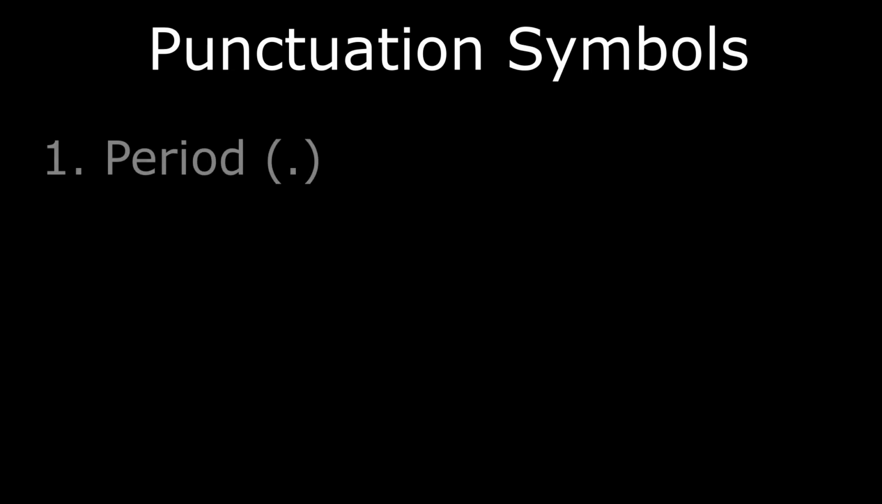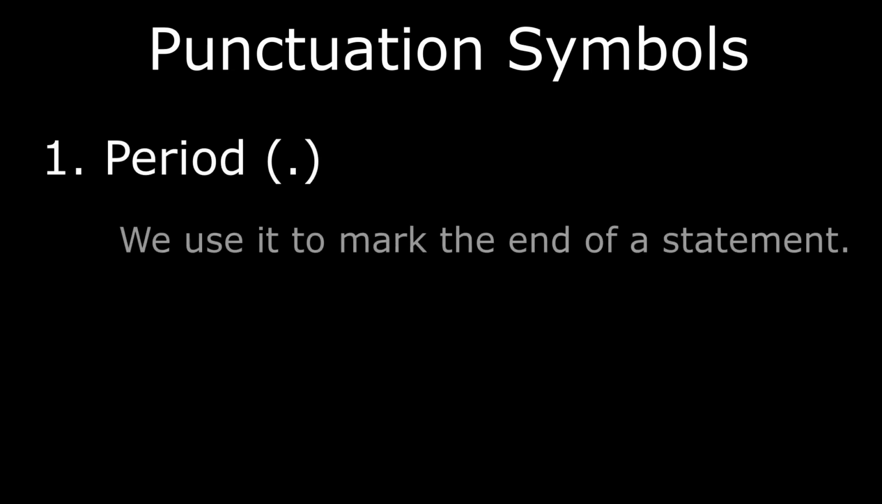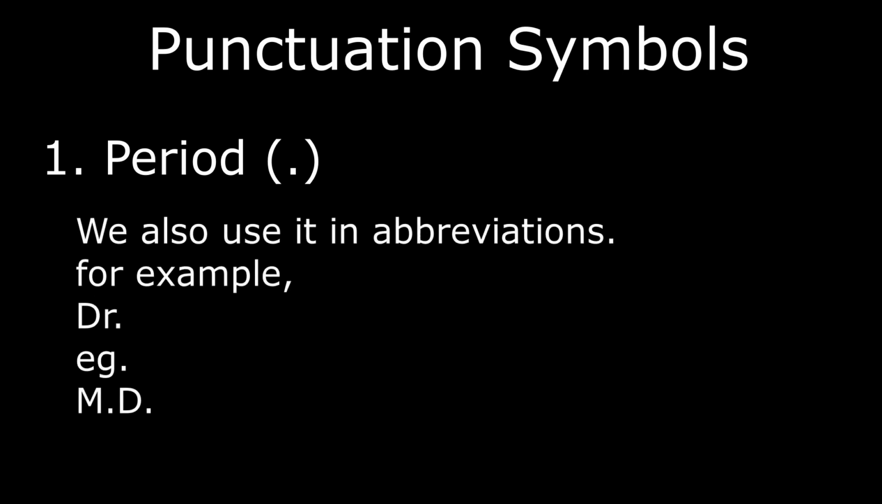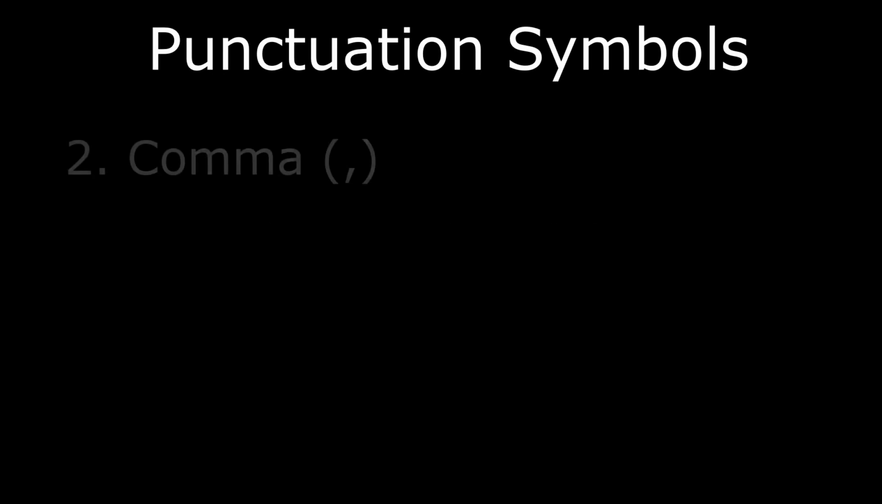Here are the main punctuation symbols used in written sentences. Period. We use a period to mark the end of a statement. A sentence isn't finished without it. If the sentence is a question, we use a question mark instead of a period. If it's exclamatory, we use the exclamation point. This symbol is also used in abbreviations, for example, Dr., etc., M.D.